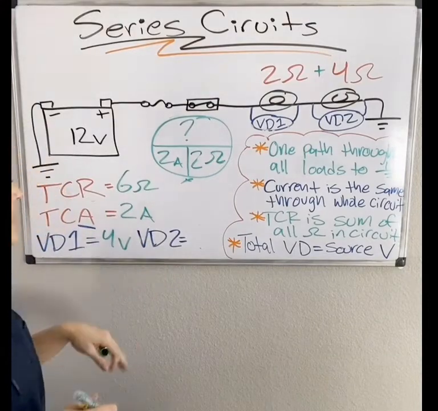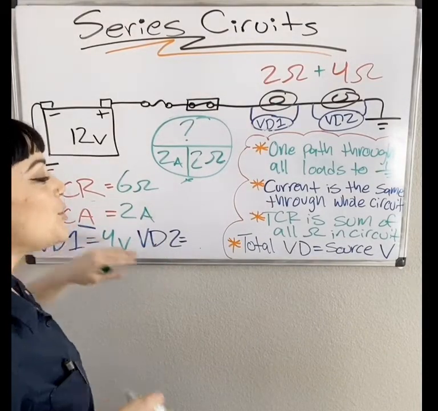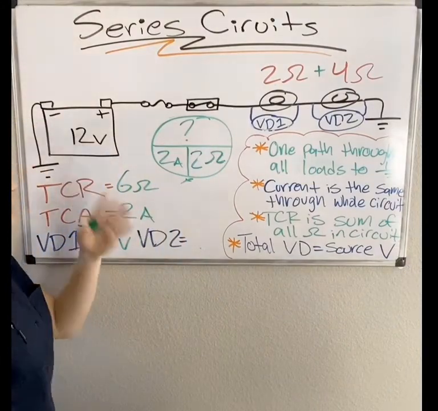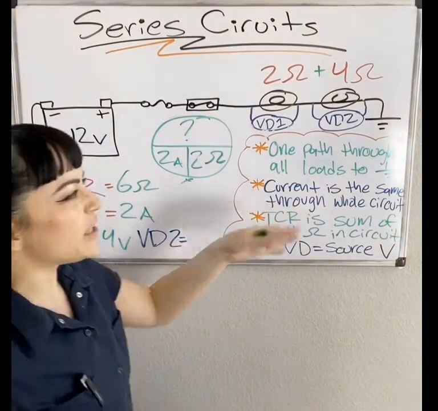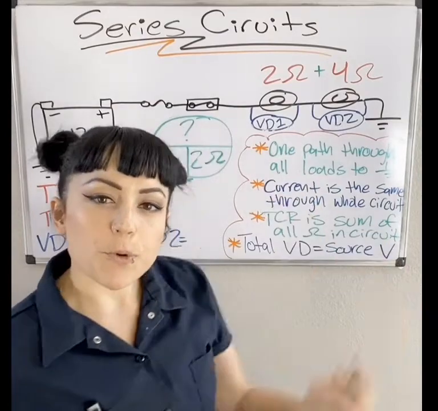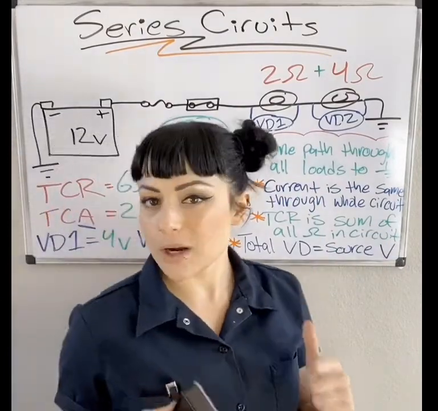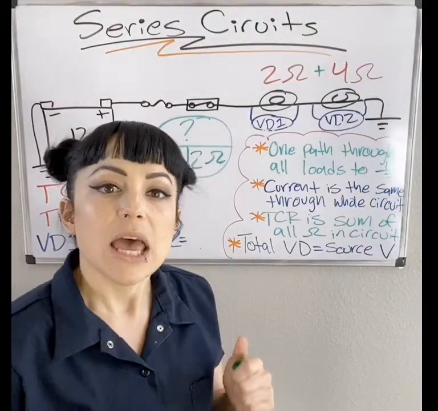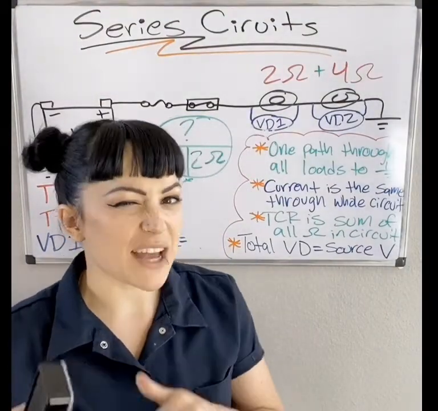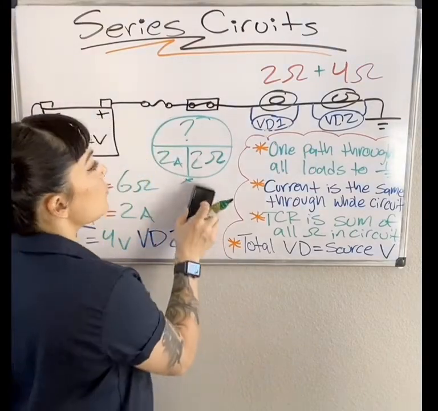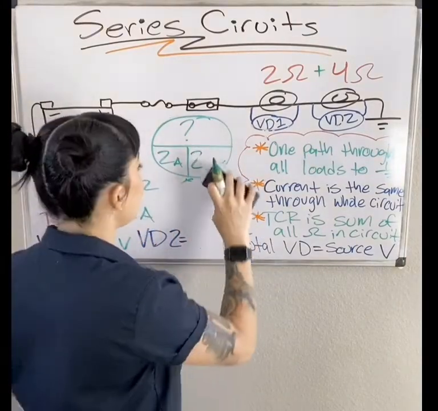Let's try VD2. Now, since we know total voltage drop needs to equal source voltage, I could just take 12 minus 4 and we can figure that out. But let's do the proper math behind this here. Remember, you don't want to find shortcuts per se because it's not going to work all the time. If you find these little patterns, they don't work 100% of the time. So let's go with the proper math here.